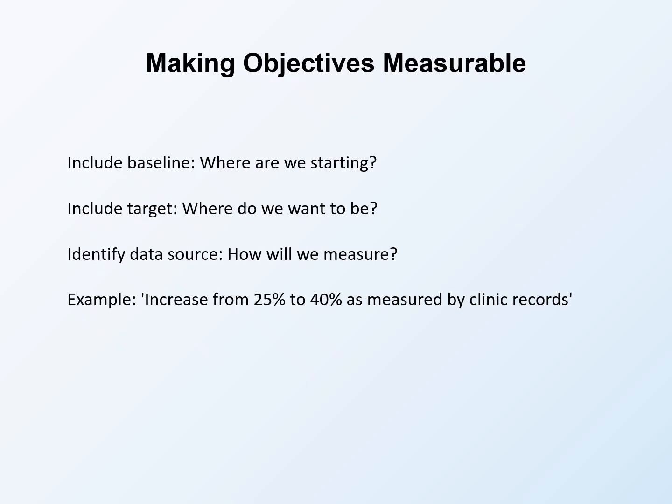Measurable objectives include numbers, but it's not just about having a number, it's about having the right numbers in the right relationship. Include a baseline. Where are you starting? If you don't know the current state, you can't measure change. 25% of eligible adults are currently screened. Include a target. Where do you want to be? 40%. The gap between baseline and target is what you're trying to achieve.